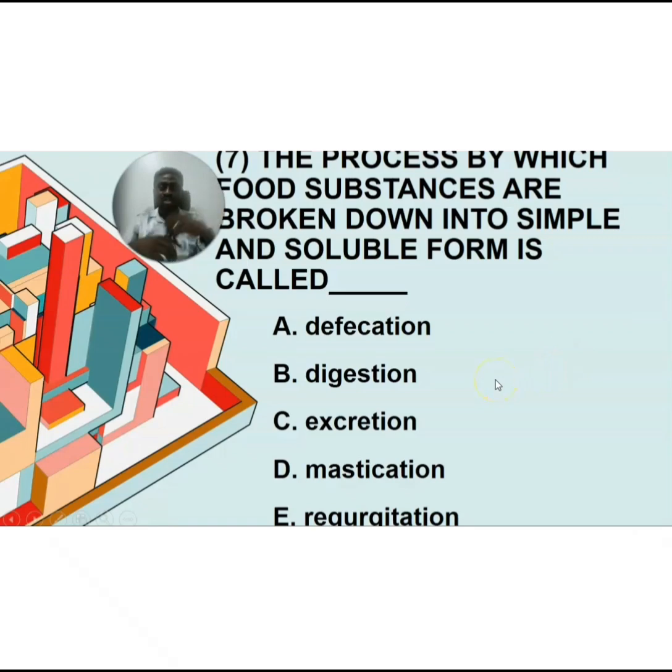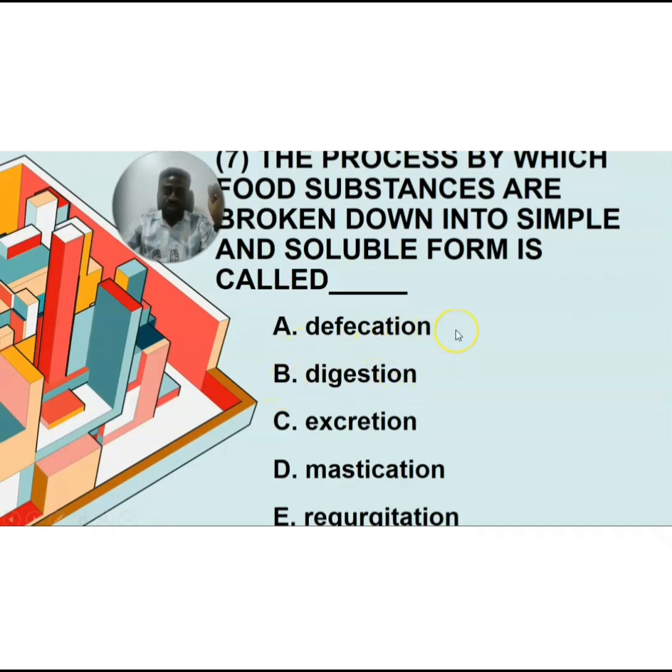Moving on, question 7 says the process by which food substances are broken down into simple and soluble form is called dash. A, defecation, B, digestion, C, excretion, D, mastication, E, regurgitation. What's your answer for this question? Write it down as usual. Let's compare and give some form of illustrations as to why we pick a particular answer. Are you there? Already written? Okay. So what's the process by which food substances are broken down into simple and soluble, or absorbable, form? It's called dash. The answer is option B, digestion.